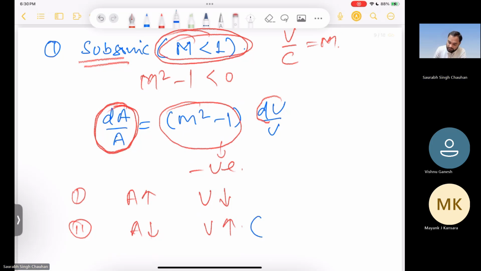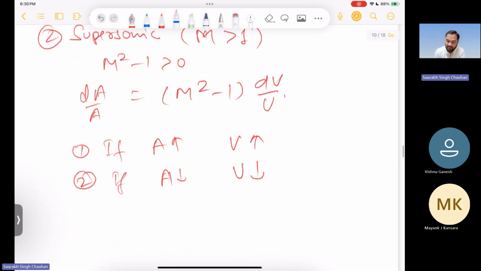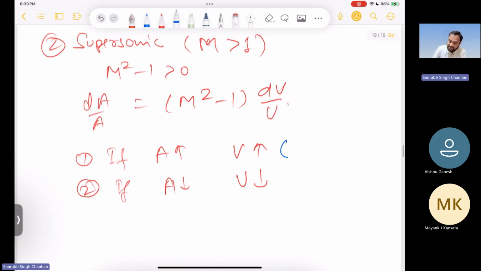For this duct to act like a nozzle, the velocity should increase. If the velocity is increasing, then it is a nozzle. Otherwise, it is a diffuser. And this is in the subsonic regime. For the supersonic regime as well, if velocity is increasing, then it is a nozzle. Otherwise, it is a diffuser.